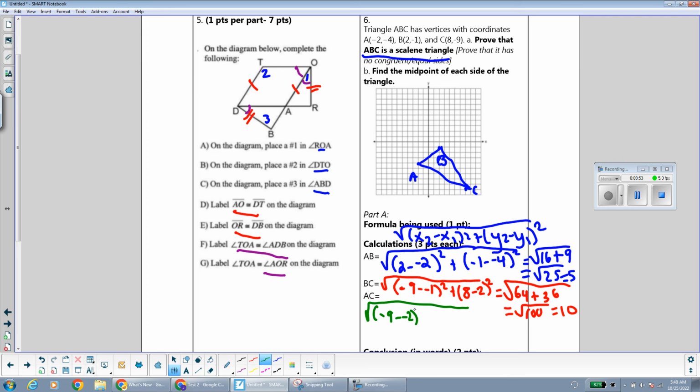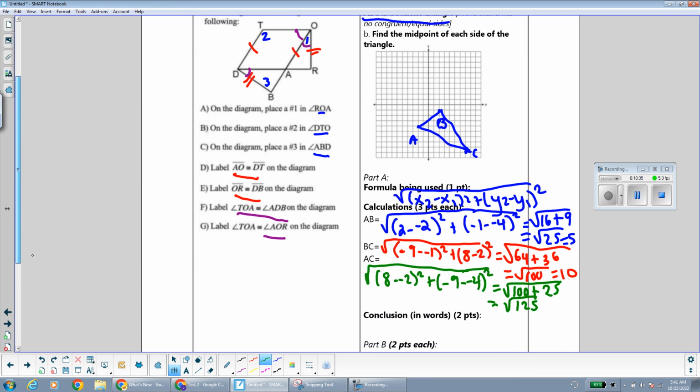Negative 9 minus negative 2. Oops, I'm mixing the x and y coordinates now. Let me try that one again. 8, the x-coordinate, minus -2. -9 minus -4. All good. Okay. 8 minus -2, that's 10. 10 squared is 100. -9 minus -4 changes to plus. So that is -5 squared is 25. So we have radical 125.